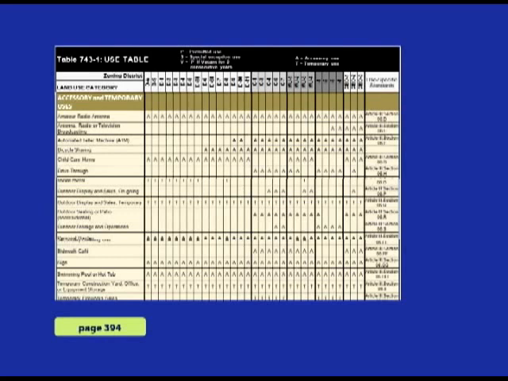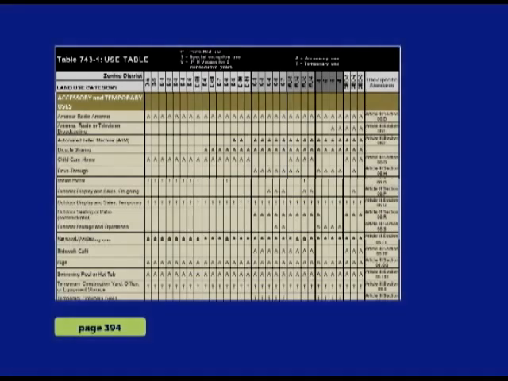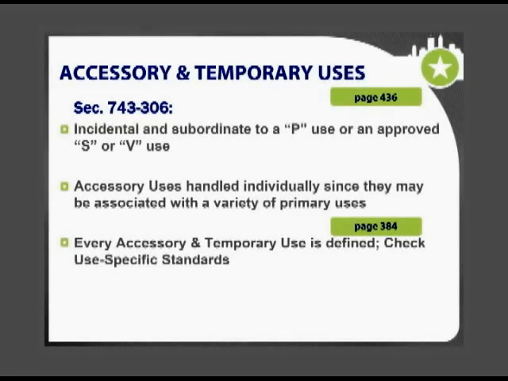So we kind of set up the accessory and temporary uses as like a plug and play situation. We'll pick this particular accessory or temporary use and this accessory or temporary use and mix it with this primary use, and that's why we want to do it. So we wanted to be able to handle them individually.